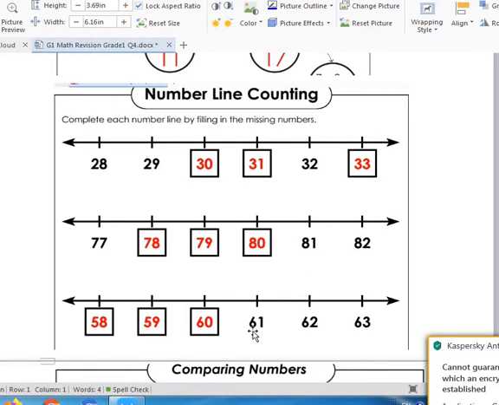Here I have 61. What is the number that comes before 61? I will go backward. So it's 60. What number comes before 60? 59. What number comes before 59? 58.